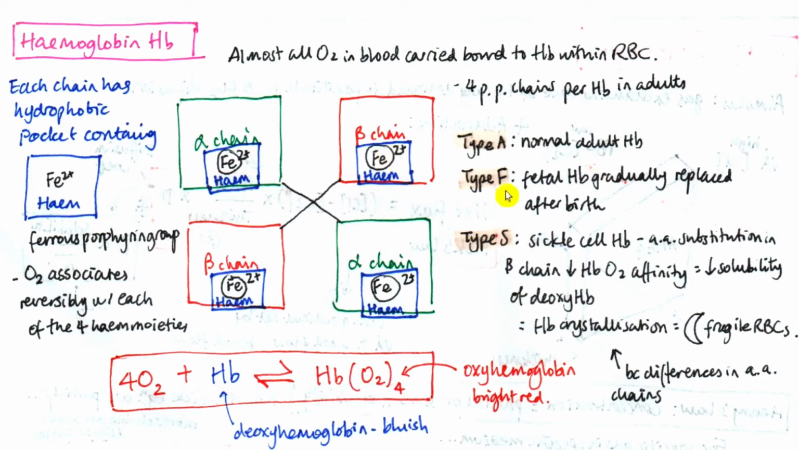So there are 3 main types of haemoglobin. Type A is the normal adult haemoglobin with this structure. Type F is the fetal haemoglobin, which is slightly different and has a higher affinity for oxygen. It has a slightly different structure as well, and is gradually replaced with type A haemoglobin after birth.